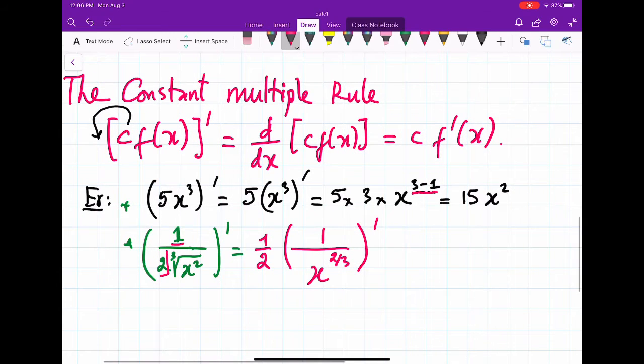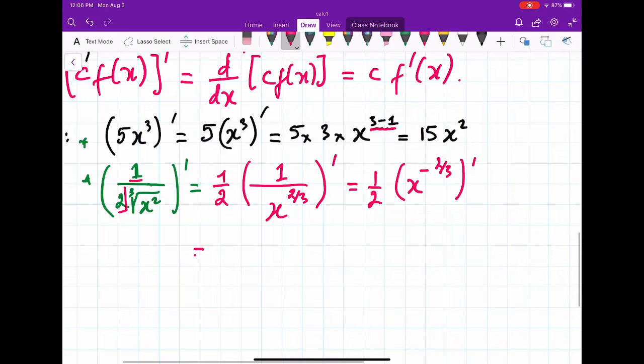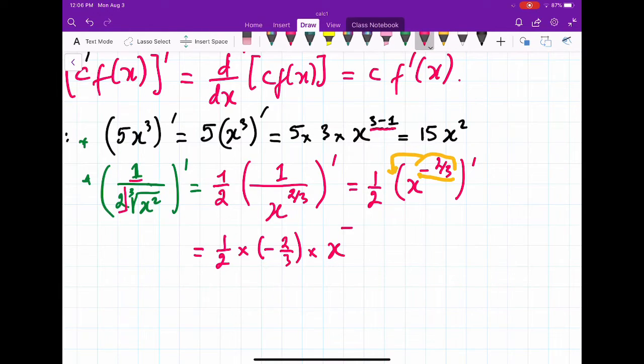But what is 1 over x^(2/3)? You can write x to the negative 2/3 in here, and then take the derivative. Does that make sense? And then you use the power rule. 1 over 2 times, you take the power down here, you have times negative 2/3, and then multiply with the x.